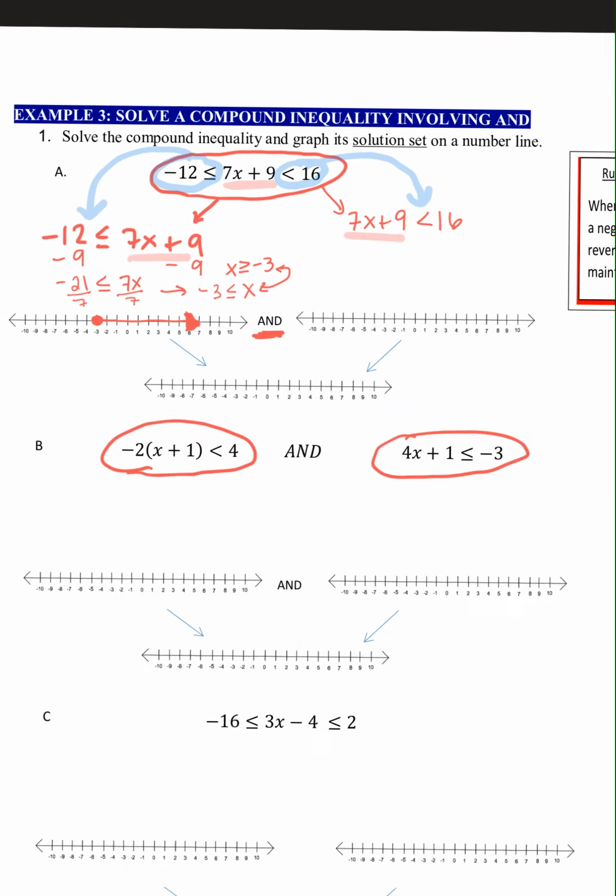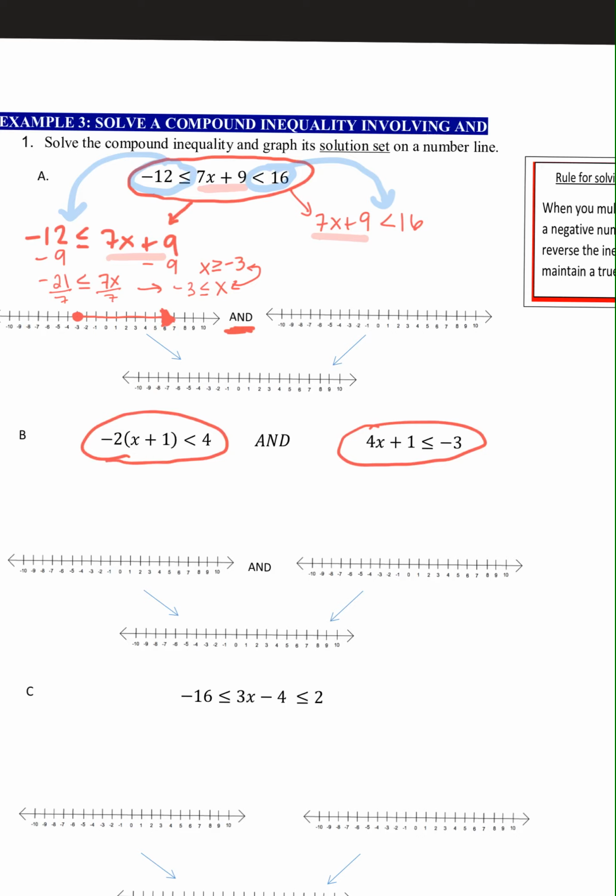Now let's go to the next part of the AND statement. I'm going to do this in blue. I'm going to do the same steps. I'm going to subtract 9, and I'm going to have 7x is less than 7. And now I'm going to divide both sides by 7, and I get x is less than 1. This is an open circle at 1. And I also know that x is less than all the numbers than 1, so I'm going to go this way, because those are all the numbers less than 1.